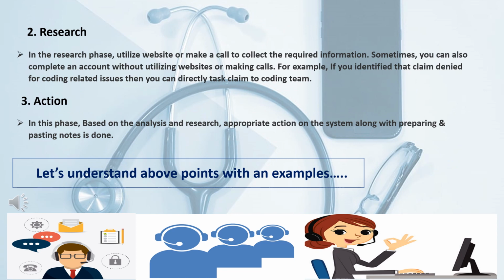In this phase, the AR specialist utilizes the website or makes calls to the insurance company to collect the required information. Sometimes she can also complete an account without utilizing websites or making calls. For example, if she identifies that a claim was denied for coding related issues, then she can directly task the claim to the coding team. After doing analysis and completing research, it comes to action. In this phase, based on the analysis and research, the appropriate action is taken in the system along with preparing and pasting notes. Let's understand the above points with an example.